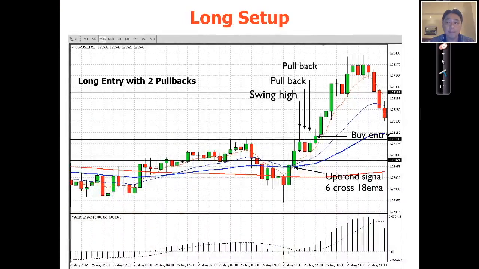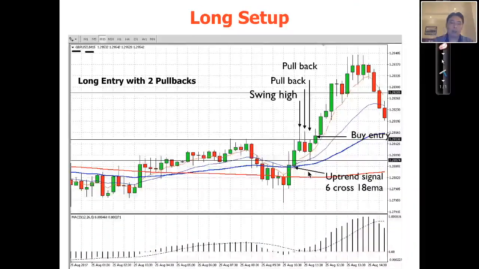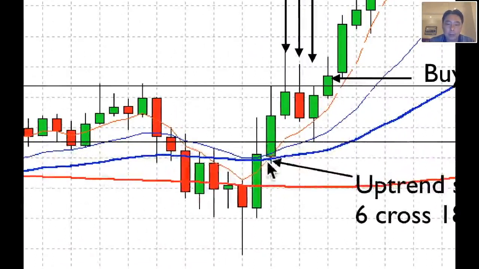Here's another example, and this is again on the pound dollar 50-minute candles. Okay, so let's take a look at the pattern again. So again, this red line is the 6 EMA, the blue line is the 18 EMA. So we've got the 6 EMA crossing above the 18 EMA. Can you see that?